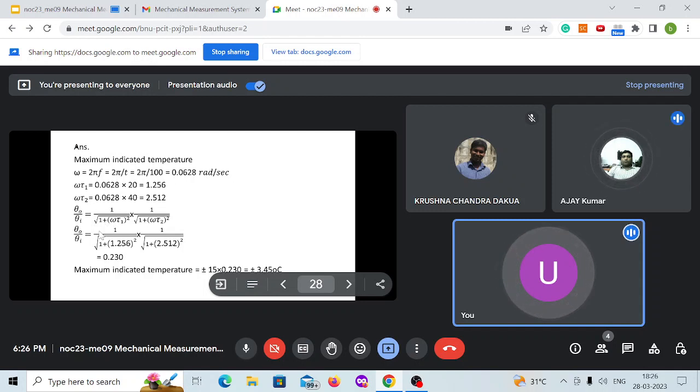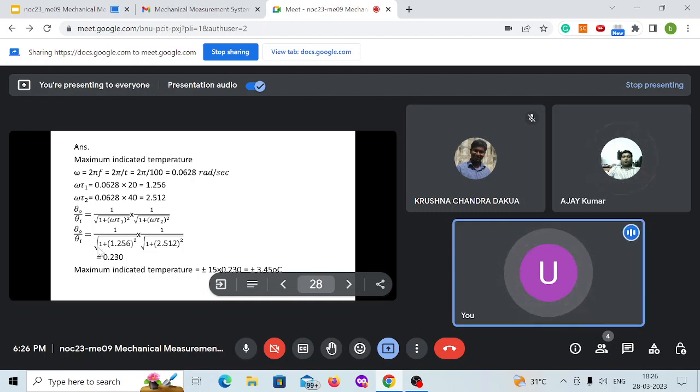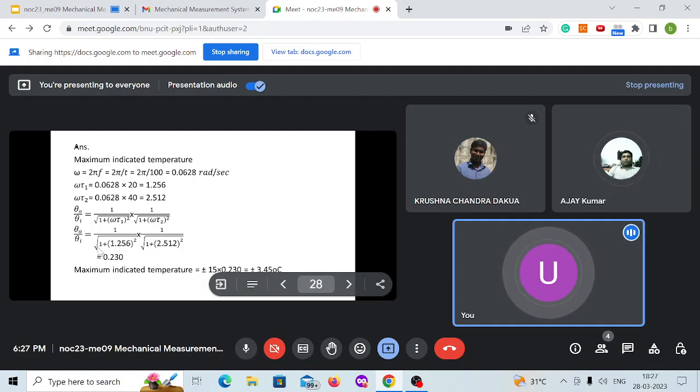So 1 by the square root of 1 plus omega tau 1 square, and 1 by the square root of 1 plus omega tau 2 the whole square. You substitute the values here, and you get the theta naught to theta i ratio as 0.23. Now we need the maximum indicator temperature. We know that the temperature is varying from T.